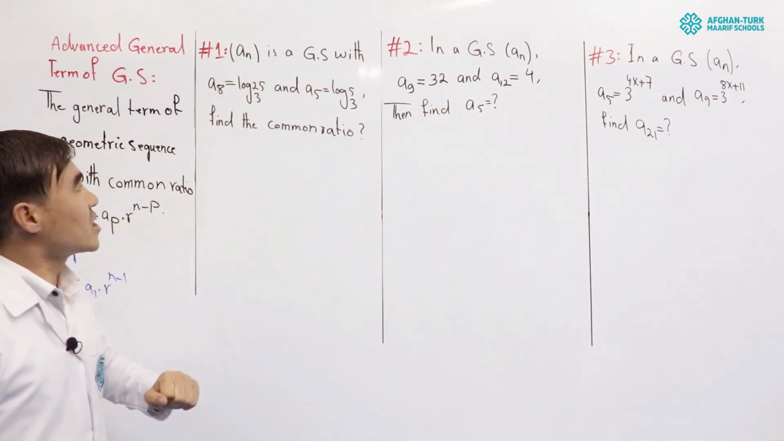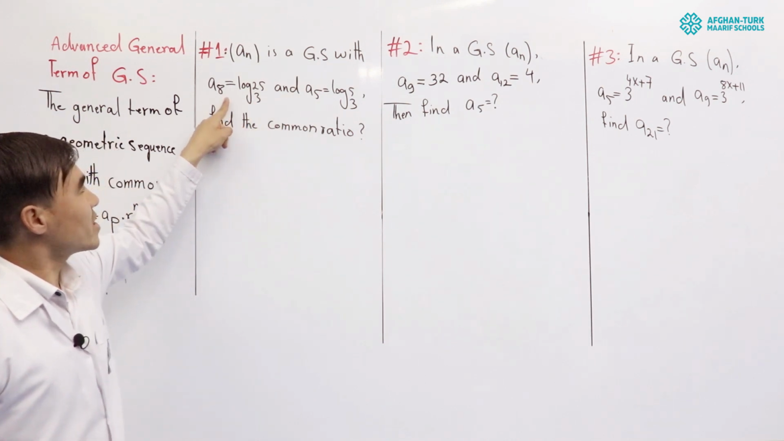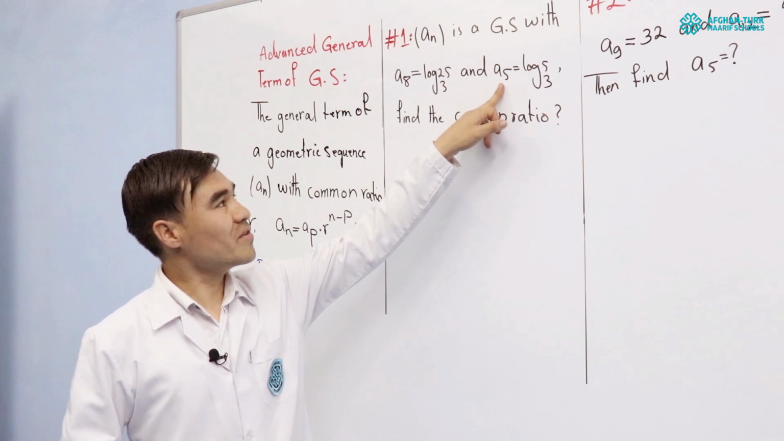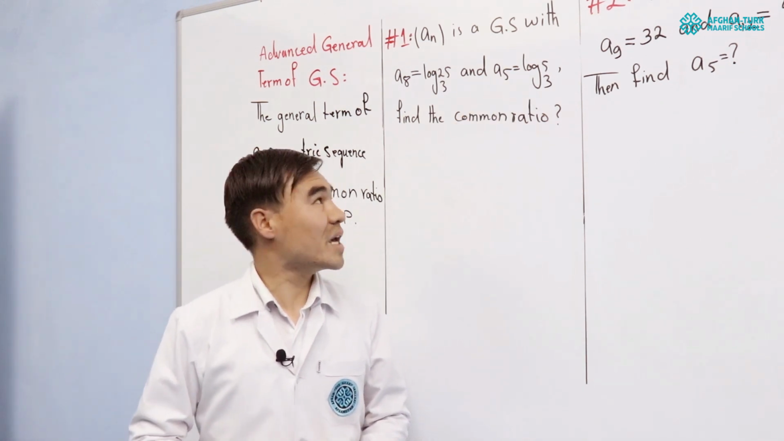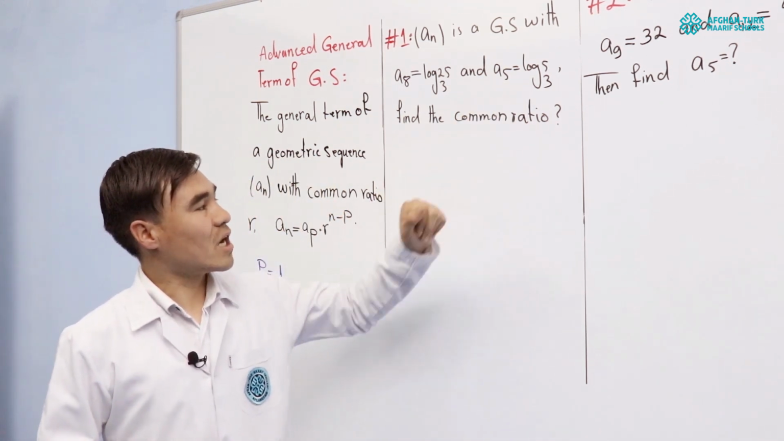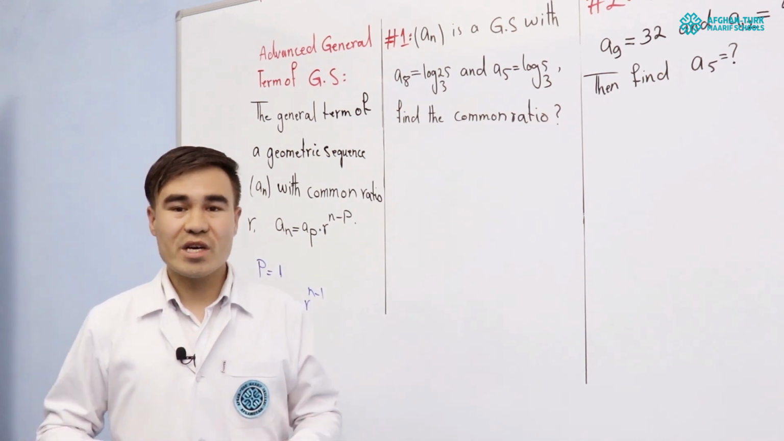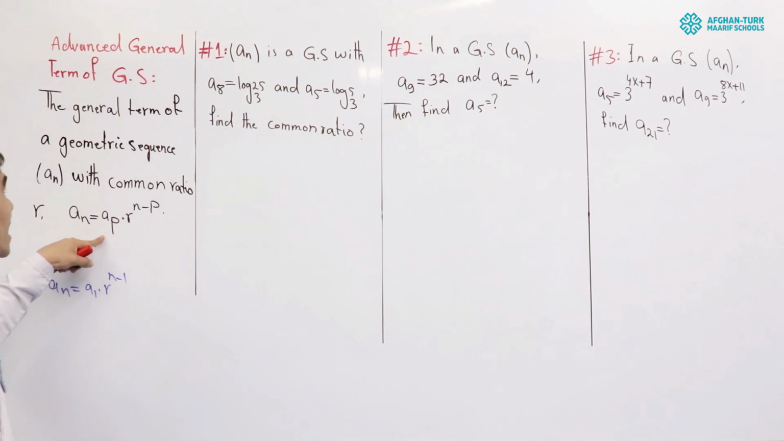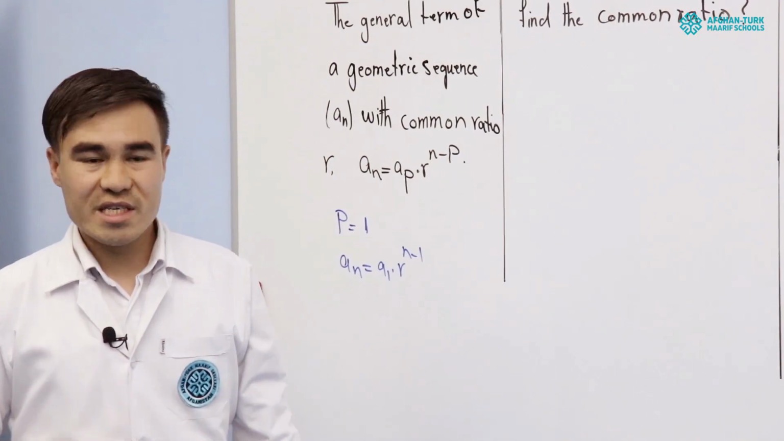a_n is a geometric sequence with the eighth term equal to log of 25 to the base 3 and the fifth term equal to log of 5 to the base 3. Then find the common ratio. To find the common ratio, we can easily use the formula given to us in the advanced general term of geometric sequences.